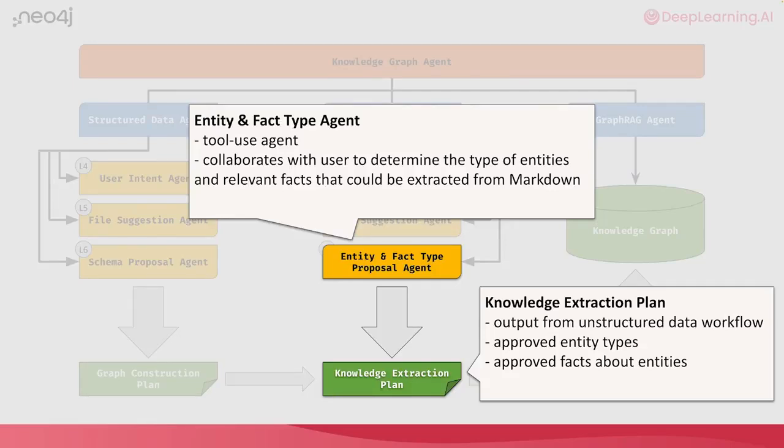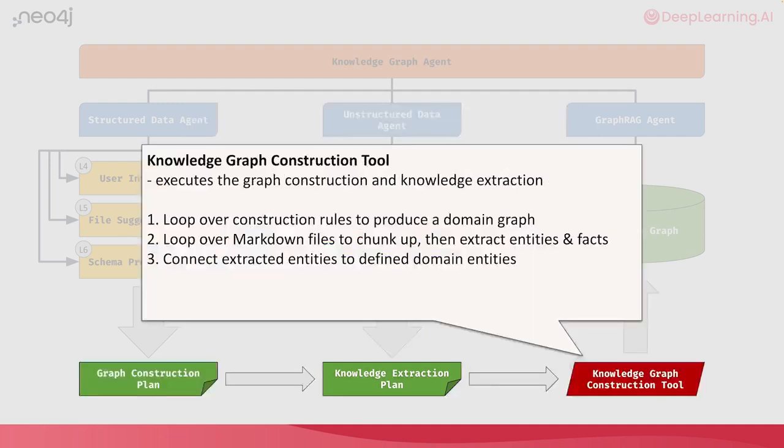The goal of this agent is actually to find out what kinds of facts can be extracted and not do the extraction, but simply describe what's possible. And so that we're going to be calling a knowledge extraction plan. The knowledge extraction plan paired with the graph construction plan from the structured data together give all the rules that we need, using the graph construction plan and the knowledge extraction plan.